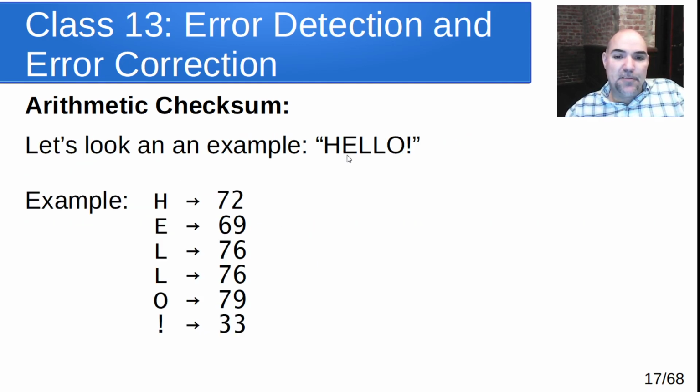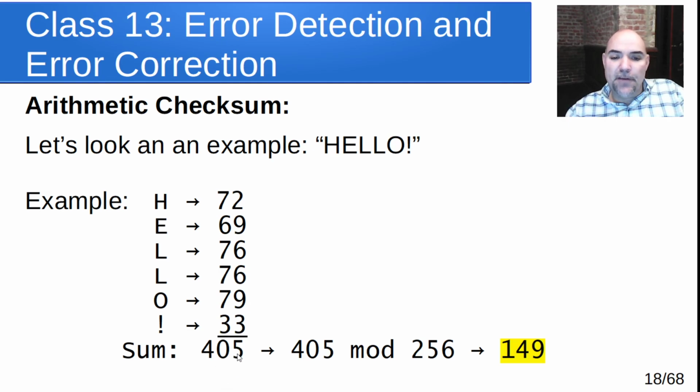Here's our same message, hello. Here are the byte values for that. We just add all those up, and in this case, we end up with 405. But 405 won't fit in a single byte if we wanted an 8-bit checksum. So we mod by 256. If you remember what mod does, it gives you the remainder of a division. So we're dividing 405 by 256, but all we care about is the remainder.